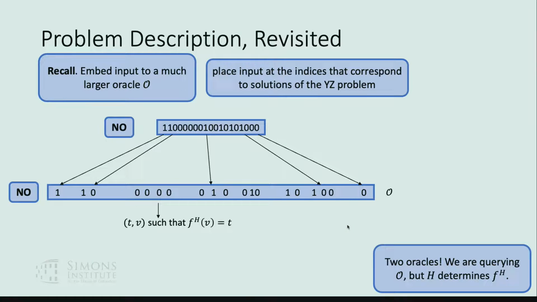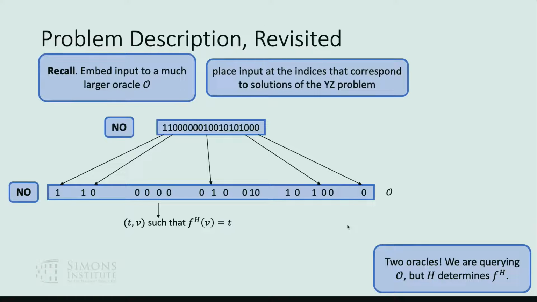So going back to the thing I told you, we have this small oracle of either all ones or mostly zeros, and we're going to put them in these positions, and these positions are going to be indexed by T, V pairs that are image and preimage of the Yamakawa-Zandri function.